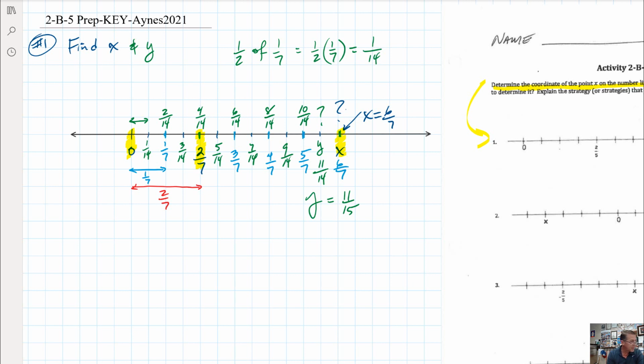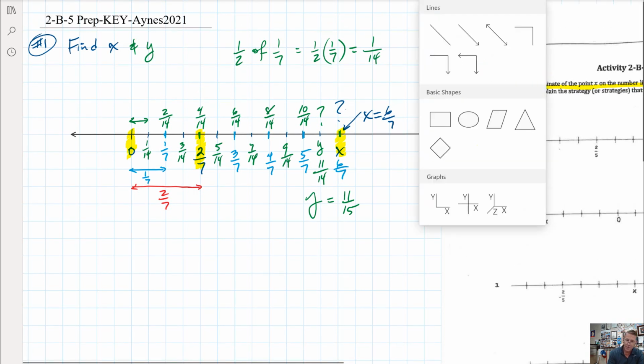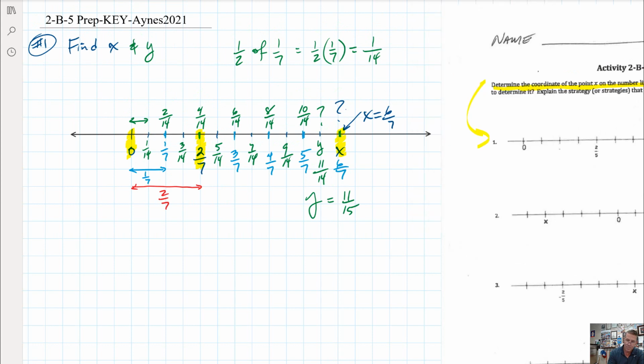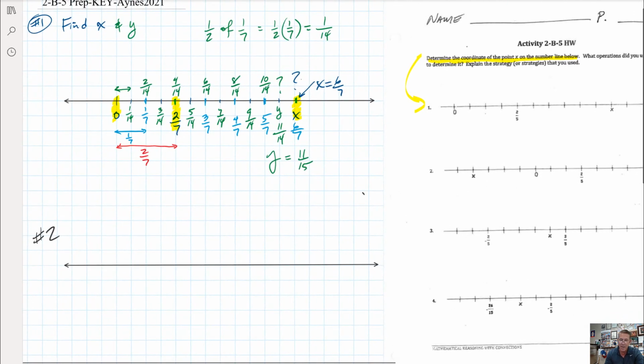So let's suppose we are on the other side of 0. So let's draw a new number line here, and let's try another one. Okay, so let's go down here. Problem number 2. Let's draw a number line. Okay, so this is going to be number 2, and I'm going to change up the information right now.